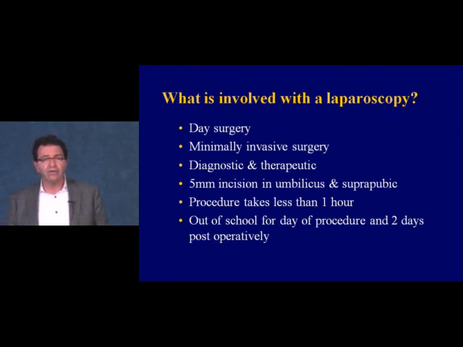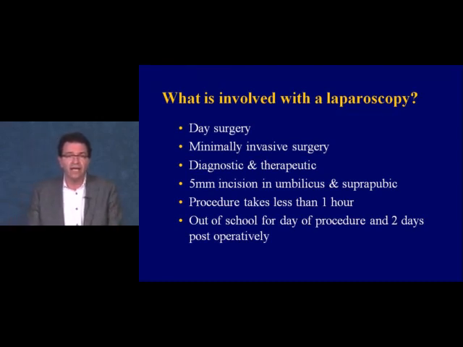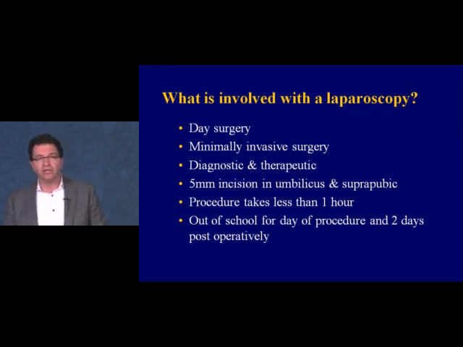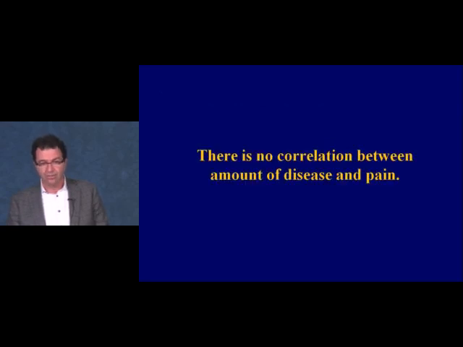A 5-millimeter incision is made in the umbilicus and in the suprapubic region. We look inside, see if there's endometriosis, destroy what is there. The patient goes home the same day. She's out of school the day of the procedure, and typically 2 days afterwards. There is no correlation between the amount of disease and the amount of pain. So you can have microscopic disease and excruciating pain, or you can have a pelvis full of endometriosis and only find out because you're infertile.